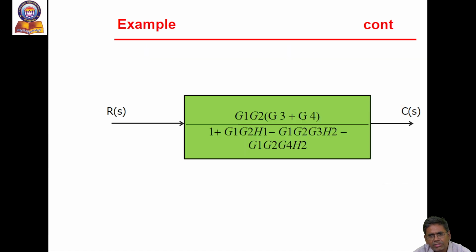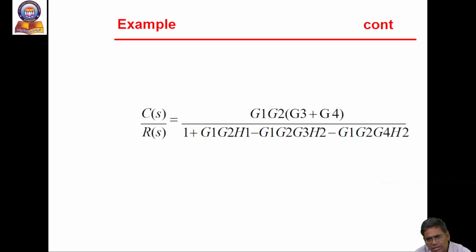In the feedback of H2, then the overall transfer function C of S divided by R of S is the overall transfer function. Second block. Then by applying these rules, we find out the total transfer function of a given block diagram reduction.